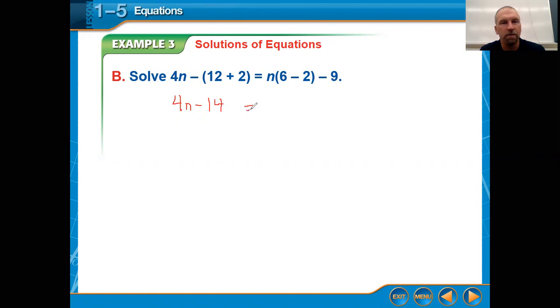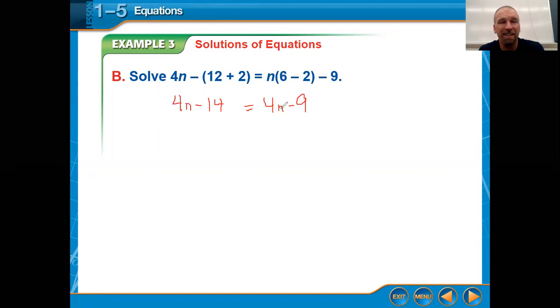And it's equal to, well, in this parentheses, 6 minus 2 is 4. This says n parentheses 4, that's multiplication, n times 4. We don't write n times 4. The commutative property of multiplication says you can change the order. We always write the coefficient before the variable. So we wouldn't write n4 or n times 4. We would write 4n minus 9.